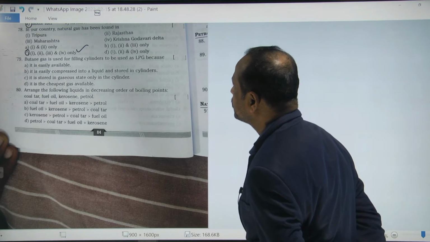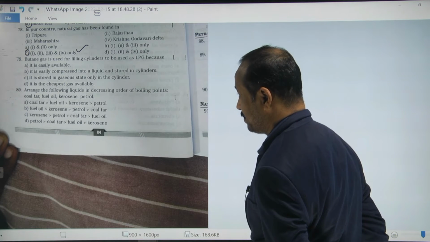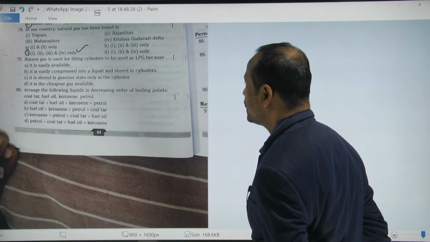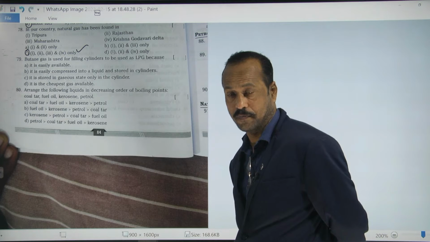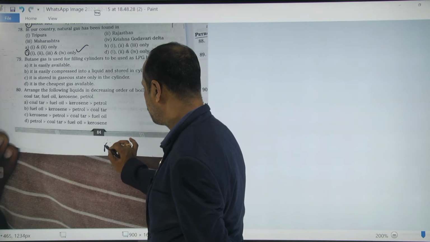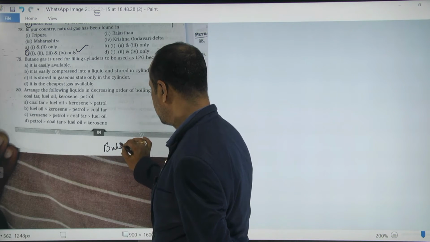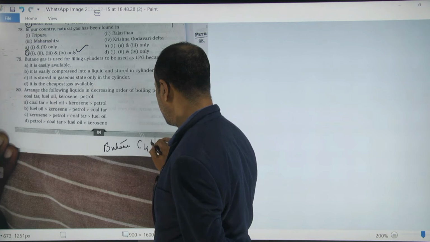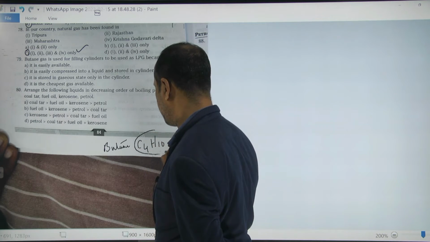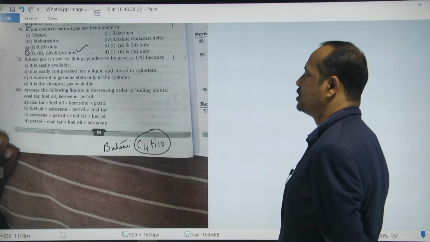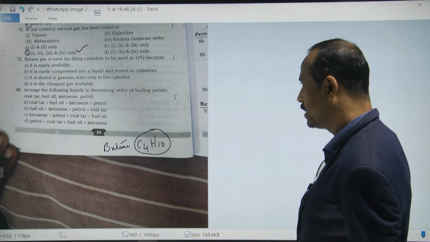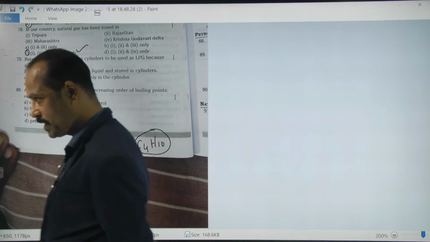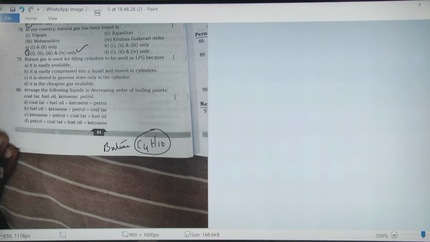Now next one, see here. The butane gas is used for filling cylinders to be used as LPG. So LPG gas consists mainly of butane. The butane formula is C4H10. So butane is used for filling cylinders to be used in LPG, because... read the four reasons and say which one might be the correct answer. Think and say. Logically think here. It is not given in your material, but you have to logically think.